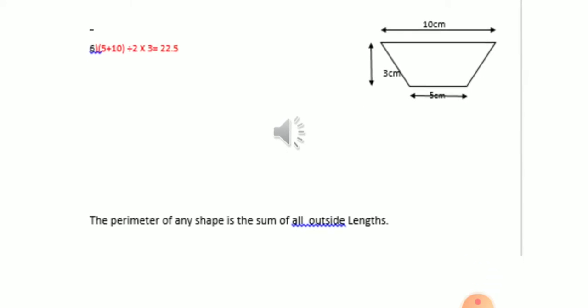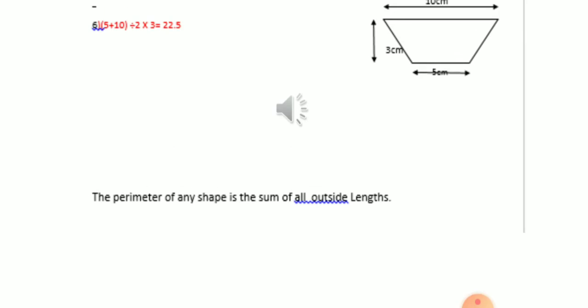Perimeter. The perimeter of any shape is the sum of all outside lengths. This is very important to study well. How do we know the perimeter of any shape? It's very easy: you add all the outside lengths.